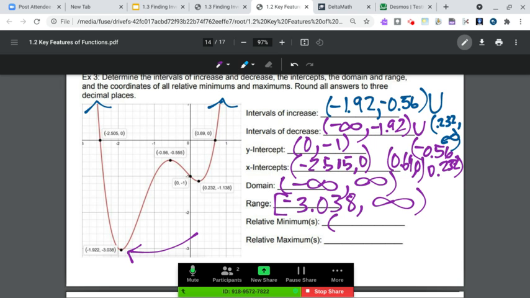I thought for some reason I heard you say the y-intercept. Sorry. So it would be 0.232 comma negative 1.138. You got that. Excellent. What about what would be considered your relative maximum here?